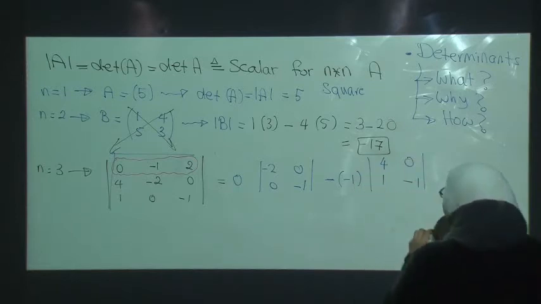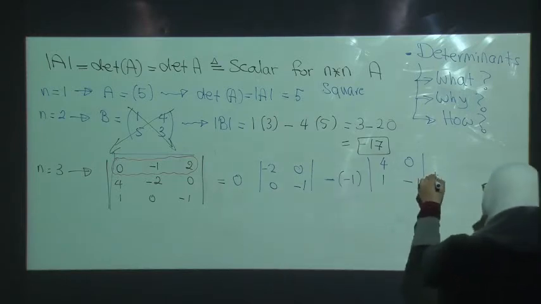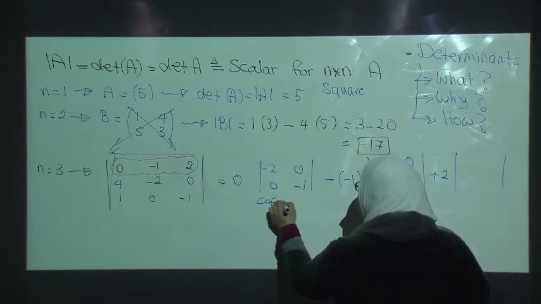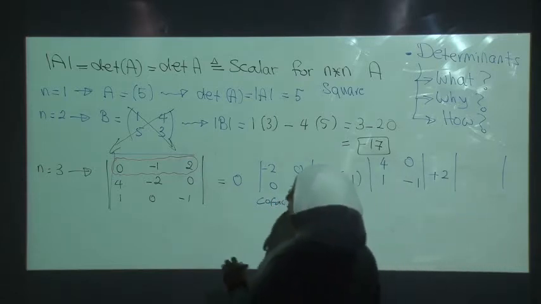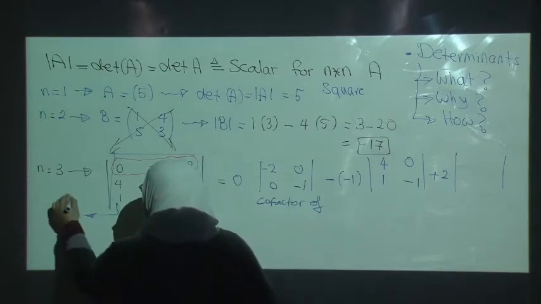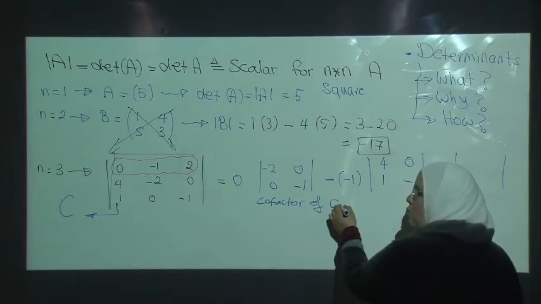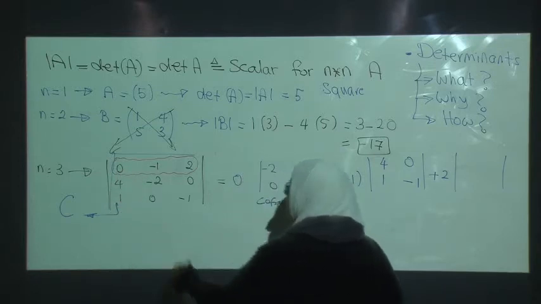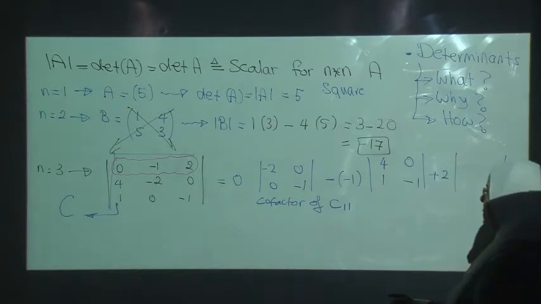And we will get the determinants. Finally, the last element, which is 2, times its cofactor. If we call this matrix capital C, this is the cofactor of small c of which element? 1, 1, right? Because it's the element in row 1, column 1. So we denote it by small letter c with suffix 1, 1.